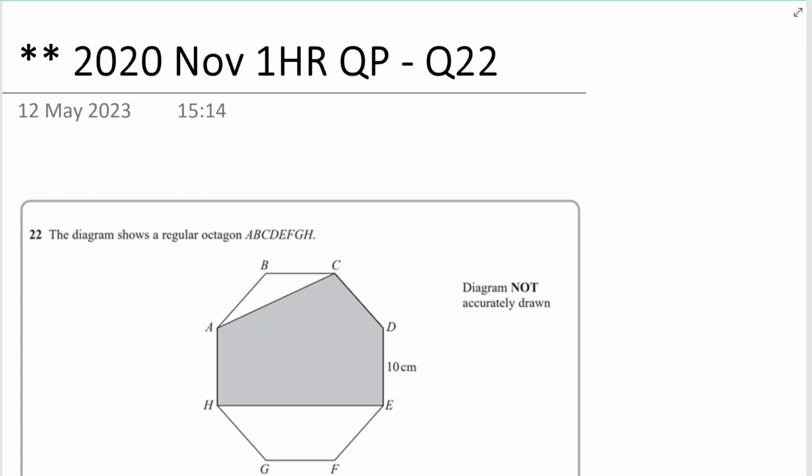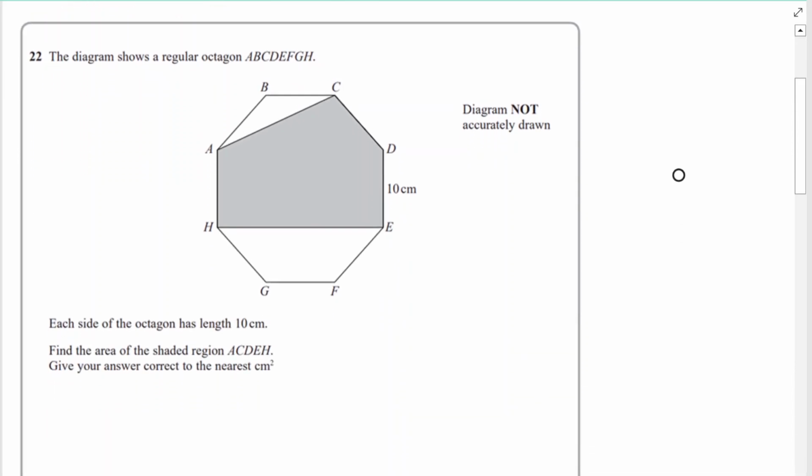Okay, so this is 2020 November 1HR question 22 from the IGCSE Maths qualification. Let's dive in. So first of all, take a read of the question, pause the video. Okay, so we're asked to find the area of the shaded region. Is there any way we can find the area using a formula?